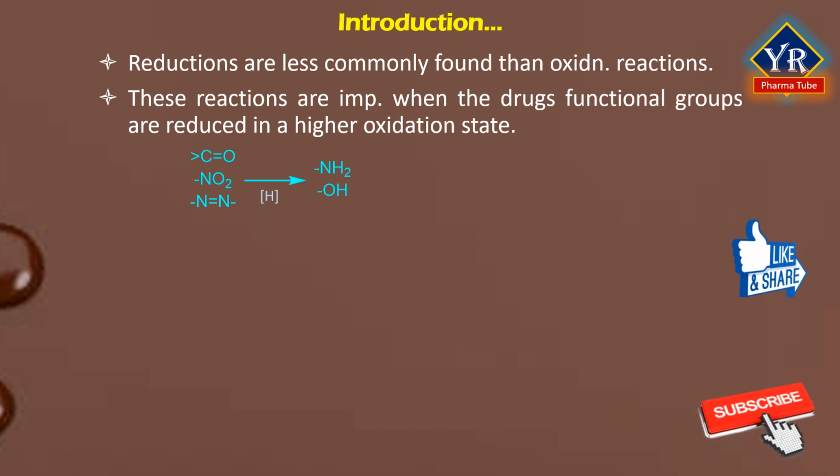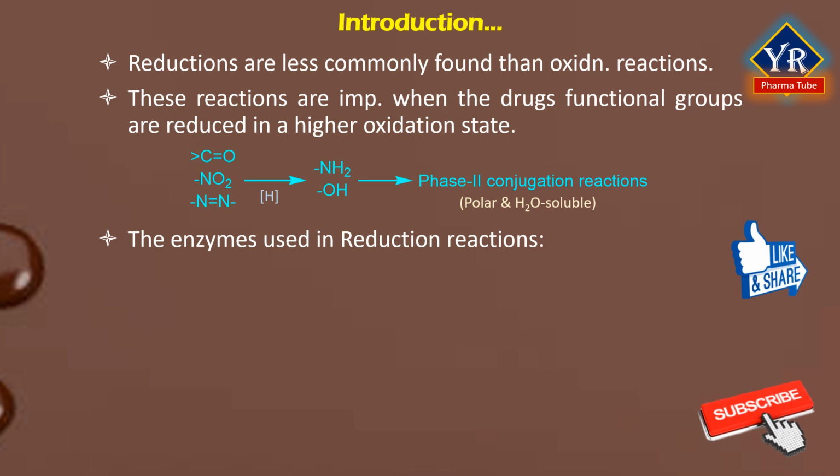These products of the reduction reactions subsequently undergo further phase 2 conjugation reactions to form derivatives that are more water soluble than the original drug. That is why it is likely that the cytochrome P450 family of enzymes carried out reductions well before they evolved to oxidize. The enzymes used to catalyze these metabolic reduction reactions are usually specific in their action.